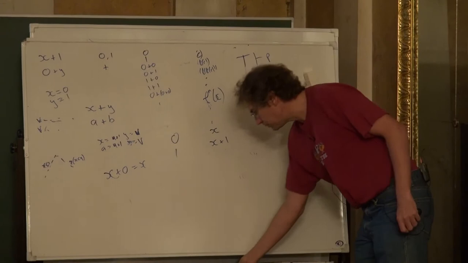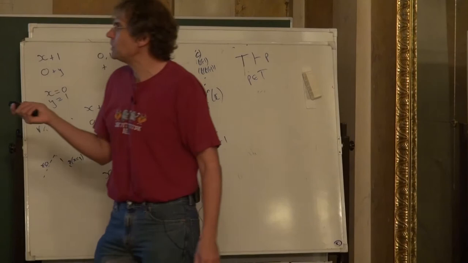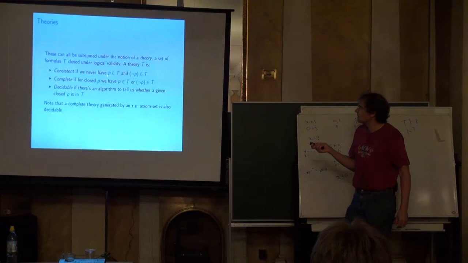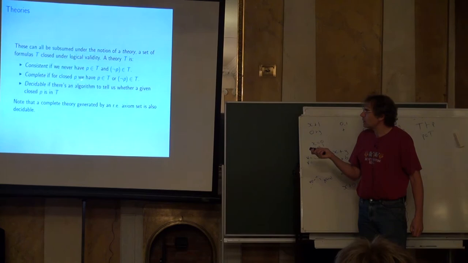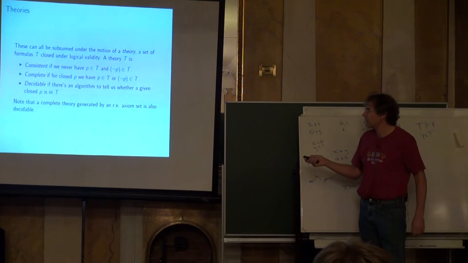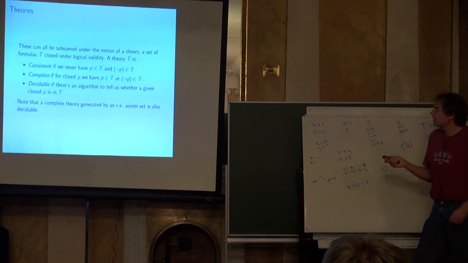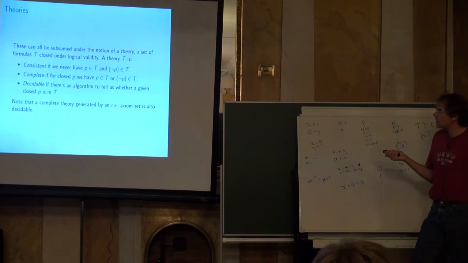There's also some terminology about theories which is useful to know. We say that a theory is consistent if you never have the case that both the formula P and its negation are in the theory. It's complete if for every closed formula, that is, a formula where there are no free variables and every variable is bound by a quantifier, either P is in the theory or not P is in the theory. And we say that a theory is decidable if there's an algorithm to tell us whether a given closed formula is in the theory.